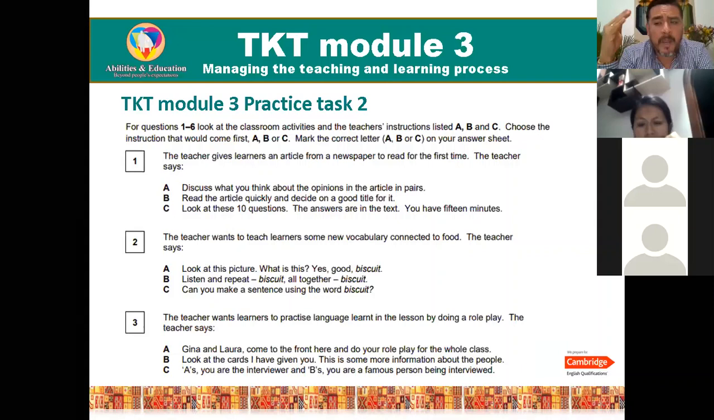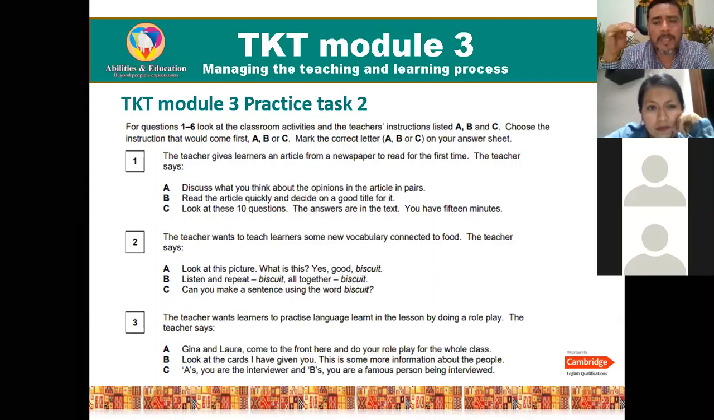All right? Number one says the teacher gives the students an article from a newspaper to read for the first time. What does the teacher say first? A, B, or C? When you give your students an article from a newspaper to read for the first time. Letter B. Excellent. First, yes. Your learners to read the article quickly and decide on a good title for it. All right? So that you set the context.